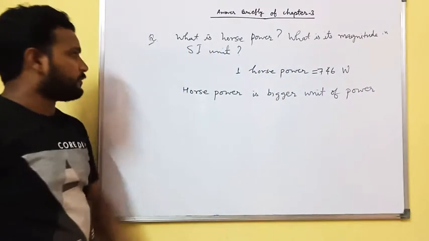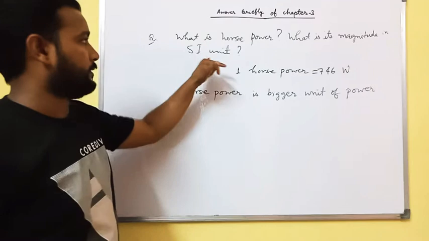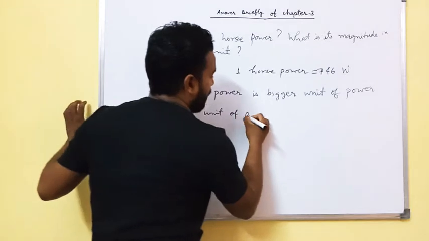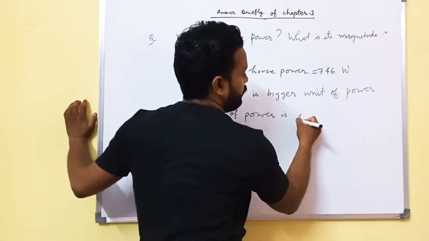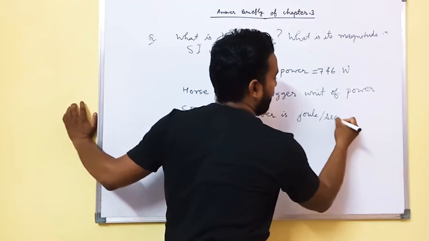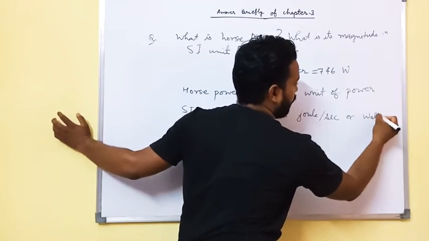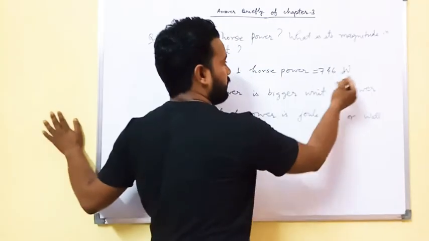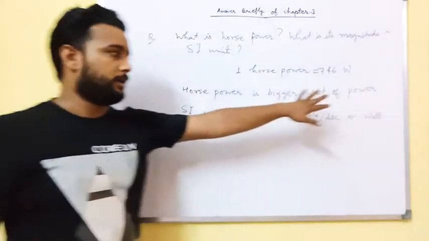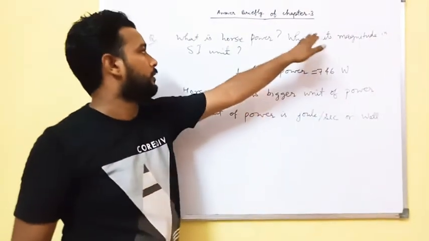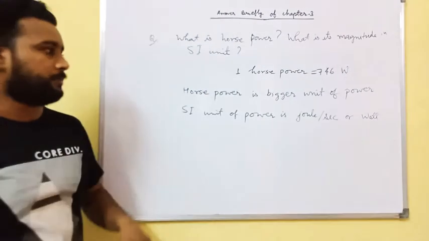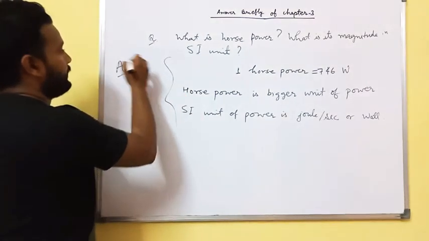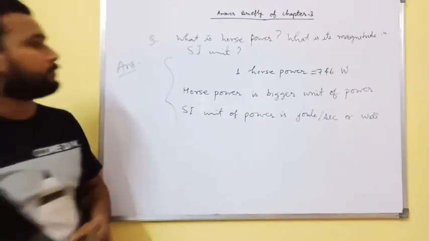And the question is, what is its magnitude in SI unit? The SI unit of power is joule per second, also known as watt. So we have 1 horsepower equals 746 watt, and this is the magnitude of horsepower in the SI system. So this will be the answer for this question.